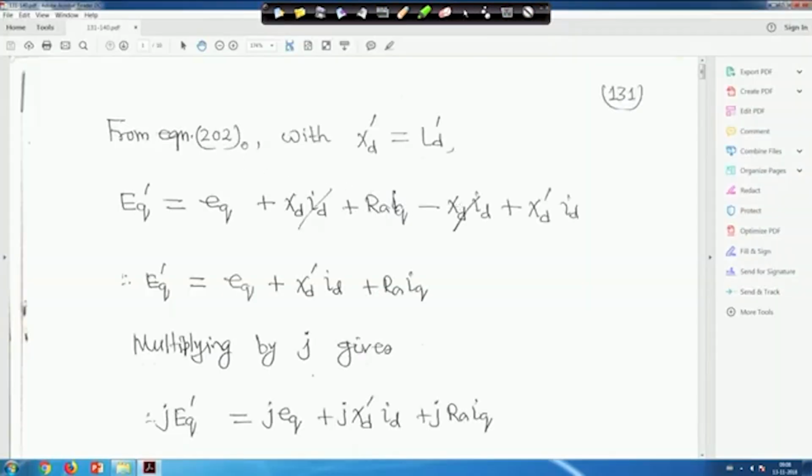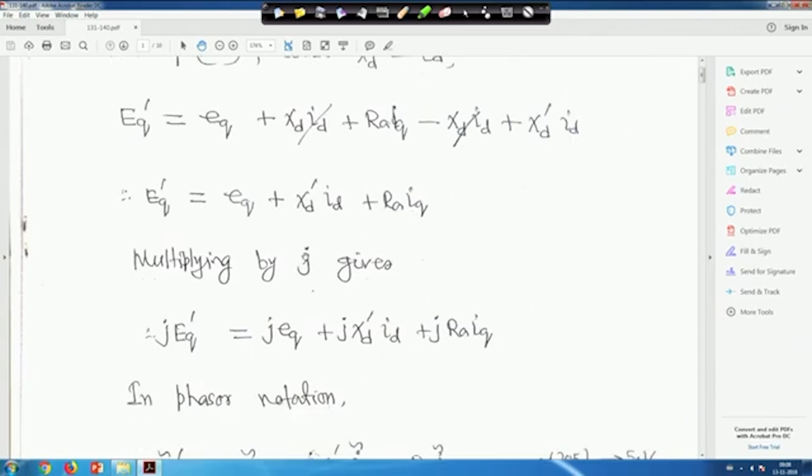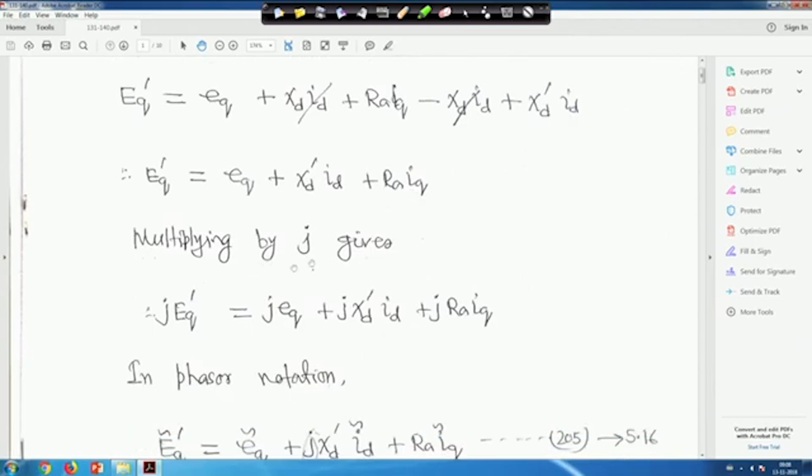Now, from equation 202 with x d dash equal to L d dash, E q dash can be written as E q plus x d I d plus R A I q minus x d I d plus x d dash I d dash. So, x d I d and x d I d will cancel. Therefore, E q dash will be E q plus x d dash I d plus R A I q. Here also you multiply both sides by j, so j E q dash is equal to j E q plus j x d dash I d plus j R A I q.